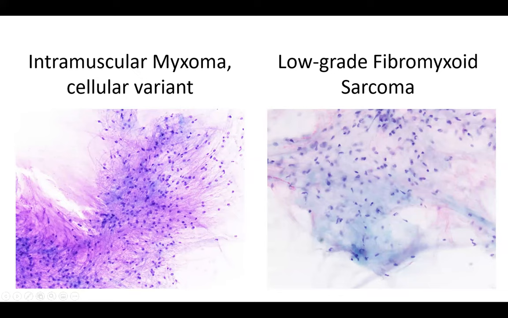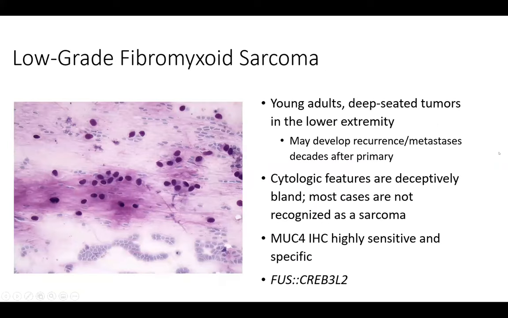On the right side, you can see a low-grade fibromyxoid sarcoma, which again has abundant myxoid stroma, in this case a little less granular and filmy. And you can see here there are spindle and ovoid cells embedded within, and it's really not much more cellular than this benign tumor. And there's not a lot of appreciable atypia either. It really takes a lot of searching to convince yourself of the mild cytologic atypia.